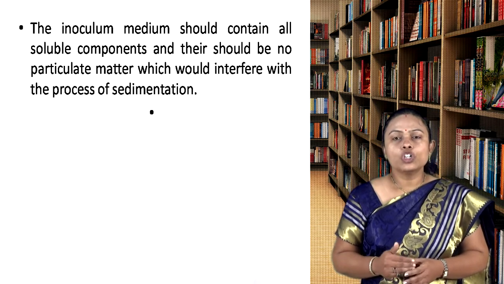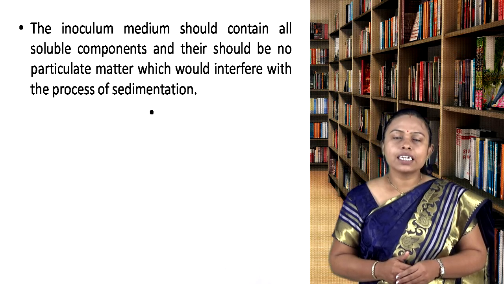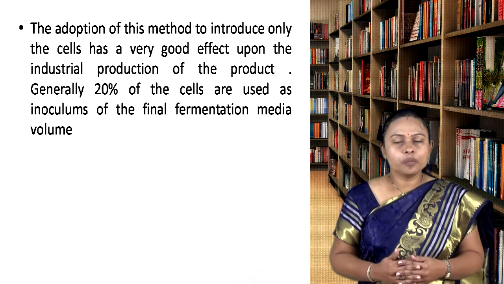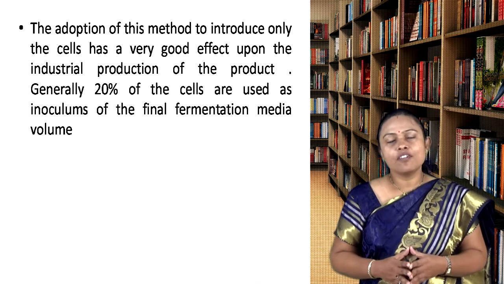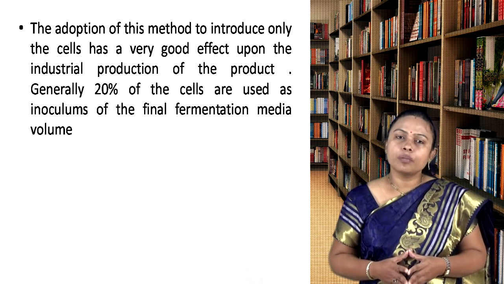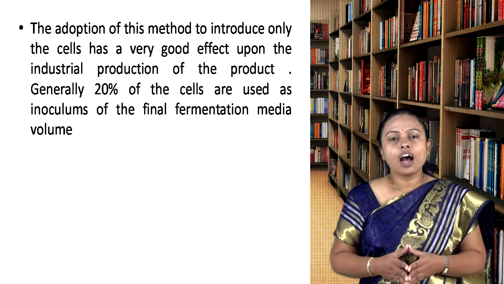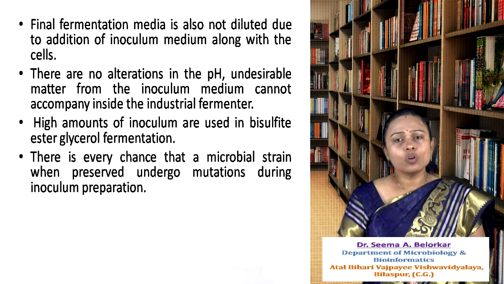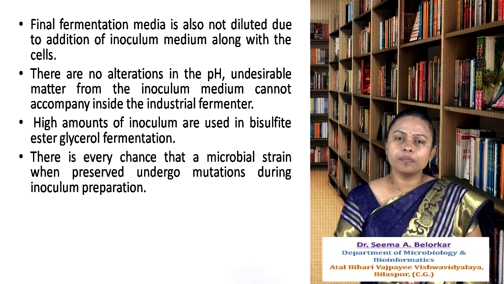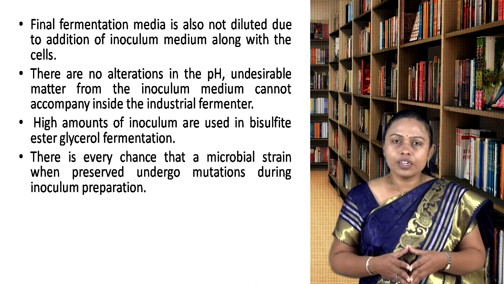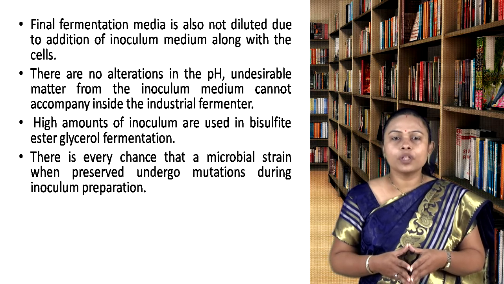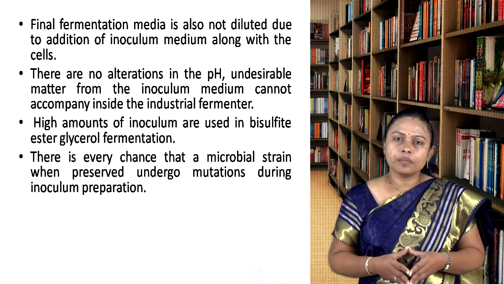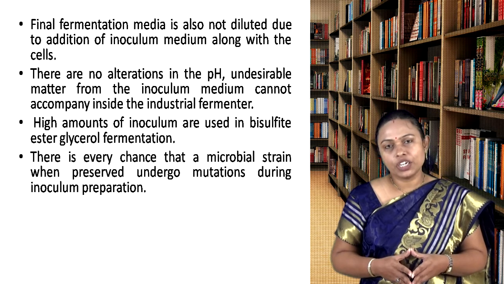The inoculum medium should contain all soluble components and there should be no particulate matter which would interfere with the process of sedimentation. The adoption of this method to introduce only cells has a very good effect upon the industrial production of the product. Generally, 20% of cells are used as inoculum of the final fermentation media volume. The final fermentation media is also not diluted due to addition of inoculum along with the cells. There are no alterations in the pH. Undesirable matter from the inoculum medium cannot accompany the cells inside the industrial fermenter. High amounts of inoculum are used in bisulfite ester glycerol fermentation.